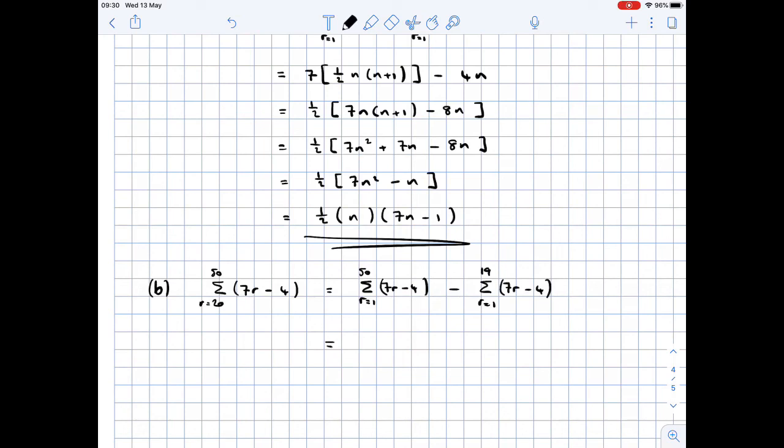Now, using our formula from above, we have a half times 50, 7 times 50 minus 1, and from that we're subtracting a half. This time n is 19, so 7 times 19 take away 4, which gives us an answer of 7,471.